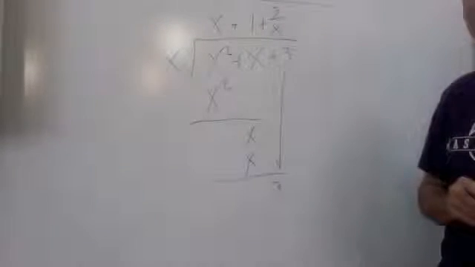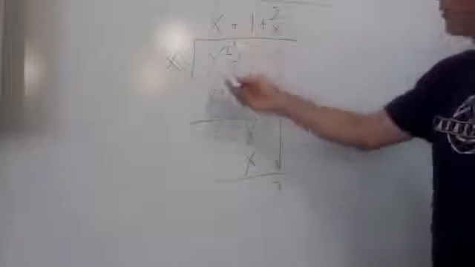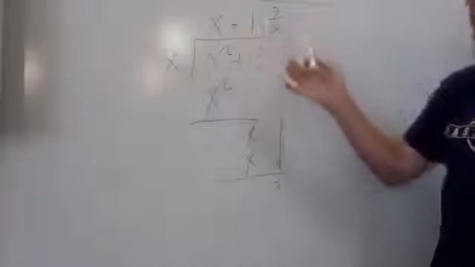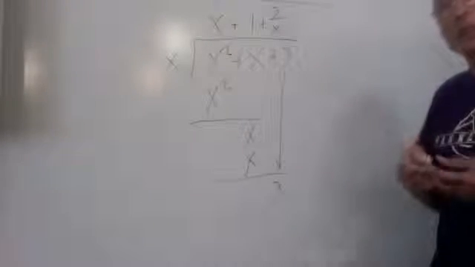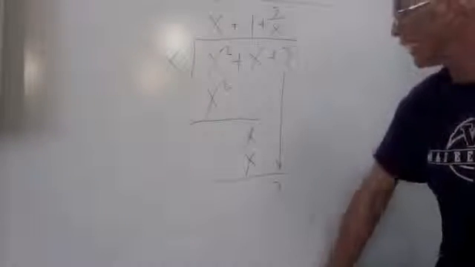Okay, does that make sense? That's a trinomial in this case divided by a monomial. This, I think, should be fairly straightforward. It gets a little more confusing when we do a binomial divided into it. Let's try that case.